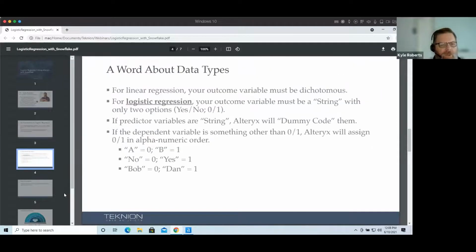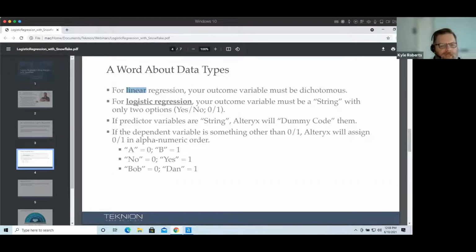Okay, so a word about data types. Linear regression, your outcome variable... that should say logistic regression, my bad. That's a typo, sorry about that. Logistic regression, your outcome variable must be dichotomous.